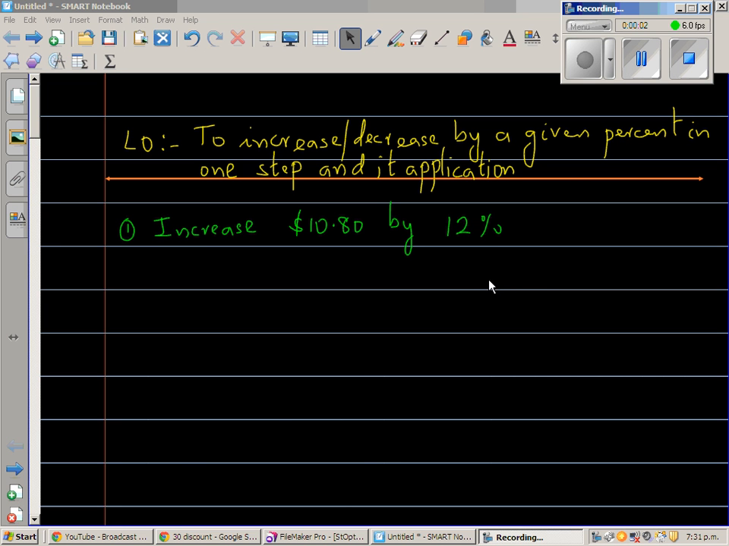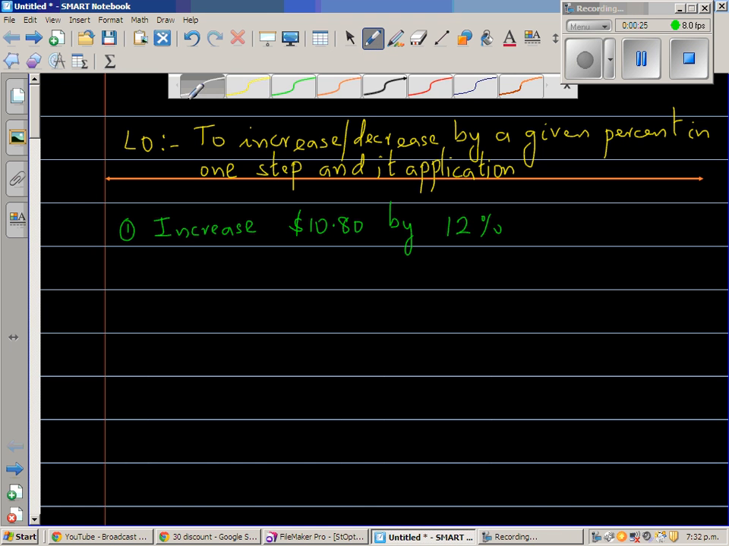In this video, I'm going to talk about increasing by a given percent in one step, and then later on, I'm going to explain why we need to understand how to increase or decrease by a given percent in one step and how it is applied later on. So, most probably, I'm going to do six examples. So, let us get started.